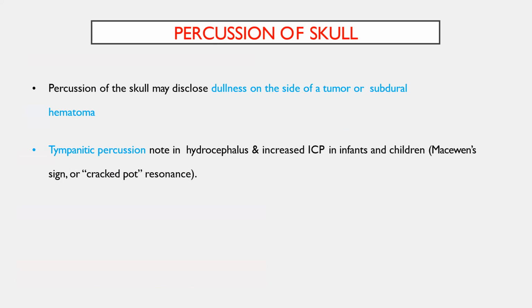Next one, percussion. There are few indications for percussion of the skull in neurology. Over a tumor site or subdural hematoma, that usually causes a dull note. Tympanic percussion is noted in hydrocephalus and raised ICP in the pediatric age group, that is called Macewen sign or cracked pot sign. So tumor and subdural hematoma cause dullness, and raised ICP in the pediatric age group causes a tympanic note.